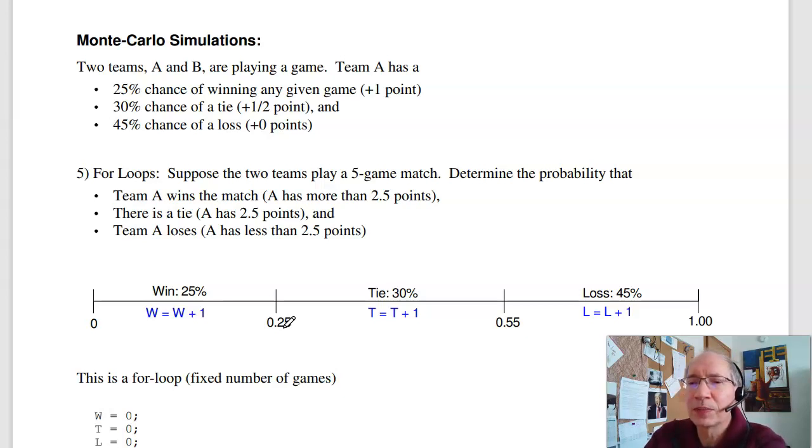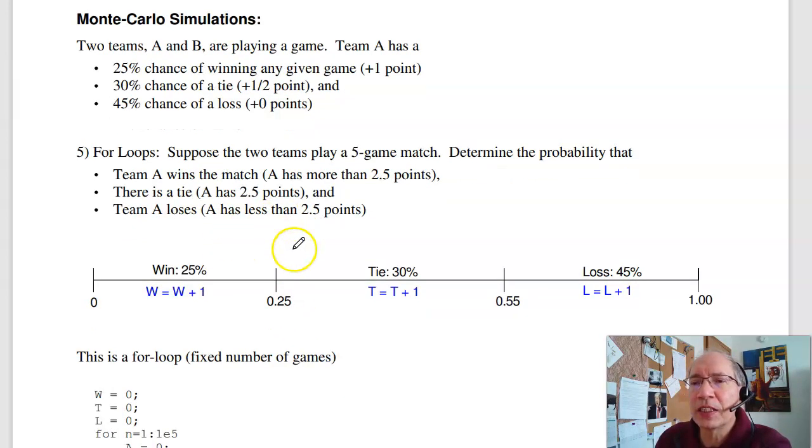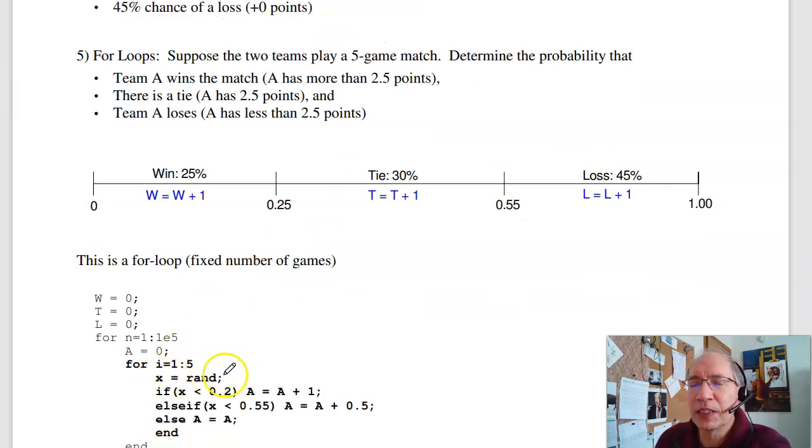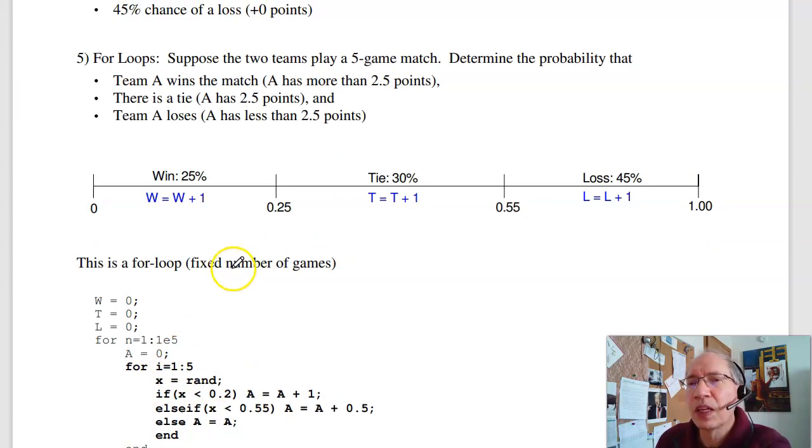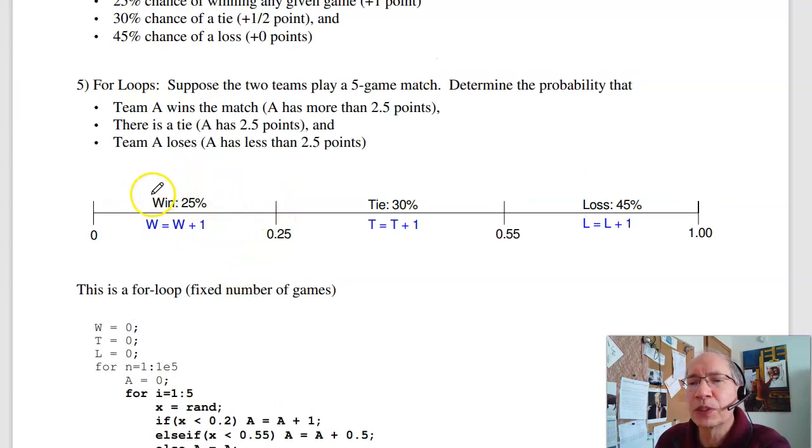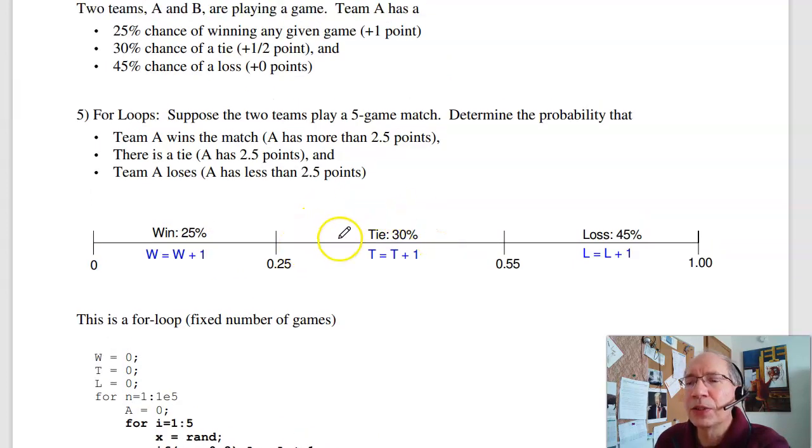So what I could do is, when I do rand, this function right here, that's a number between 0 and 1. If rand is less than 0.25, I won, plus 1 point. There's a 30% chance of a tie, so I take this one, plus 30 is 0.55, and the remainder is a loss.